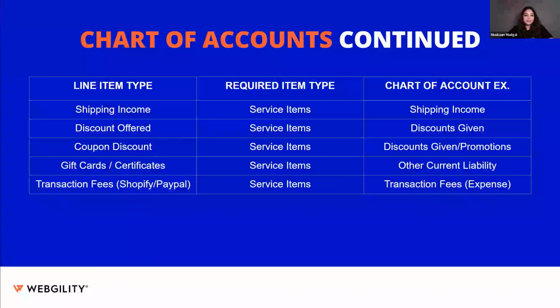Yes, so it's what John was talking about. For shipping, discount, coupons, gift cards, and for the fee, we can create service type of items. Why so? Because we will be adding the accounts in the income account. So, for example, for shipping income, we can create a chart of accounts called shipping income and we can tag it to the line item.